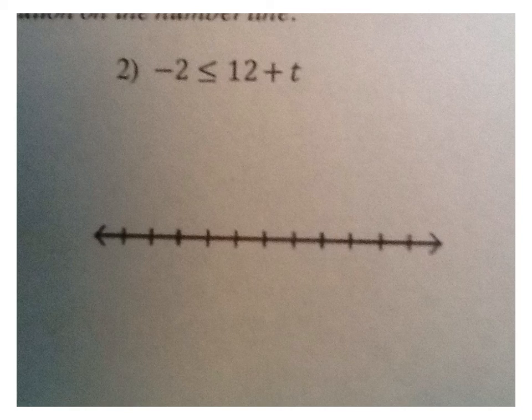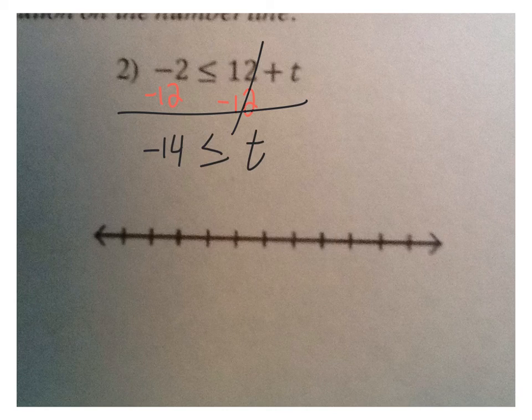Now this problem is very similar, but the variable starts out on the right. So at the end, we'll need to mirror it. But for right now, we need to isolate that t. So I need to move the 12. The 12 is technically being added to the t, so I'm going to subtract 12 on both sides. Okay, so on the right side, the 12's cancel. On the left side, I'm going to have negative 2 minus 12 is negative 14, less than or equal to t. But now I need to mirror this whole thing.